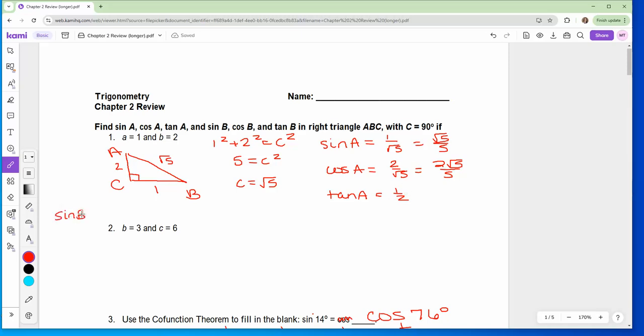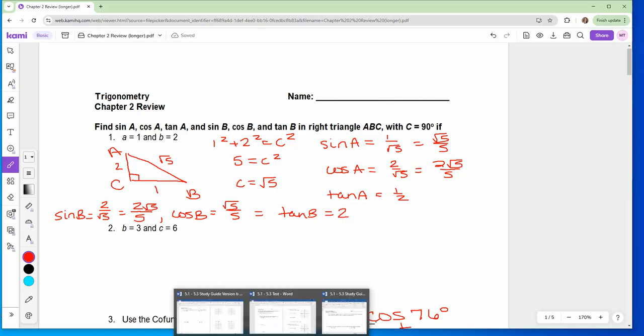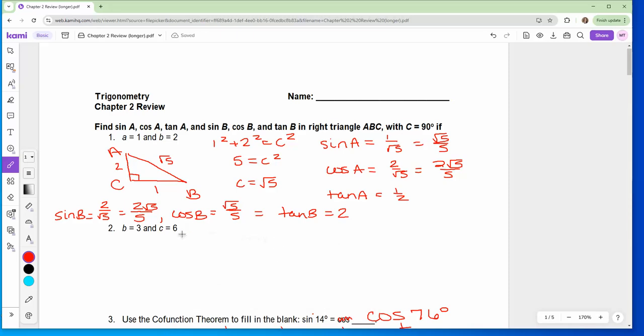So sine of B, opposite over hypotenuse, so 2 over the square root of 5, or 2 radical 5 over 5. Cosine of B, adjacent over hypotenuse, 1 over the square root of 5, or radical 5 over 5. And tangent of B, opposite over adjacent, 2 over 1 is 2. So find your missing side, then do your trig functions.